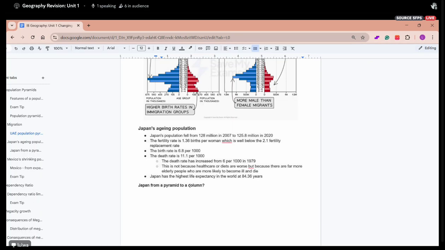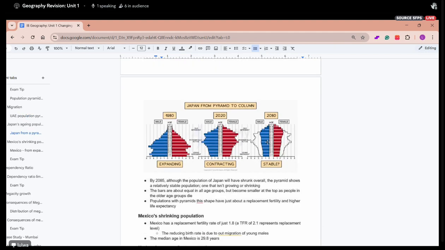As you can see here, their population pyramid gets more narrow at the bottom and more wide at the top, meaning that they have lower birth rates and an increasing aging population. And then in the future, it's predicted to look much different, with a declining birth rate but a rapid increase in the overall life expectancy.